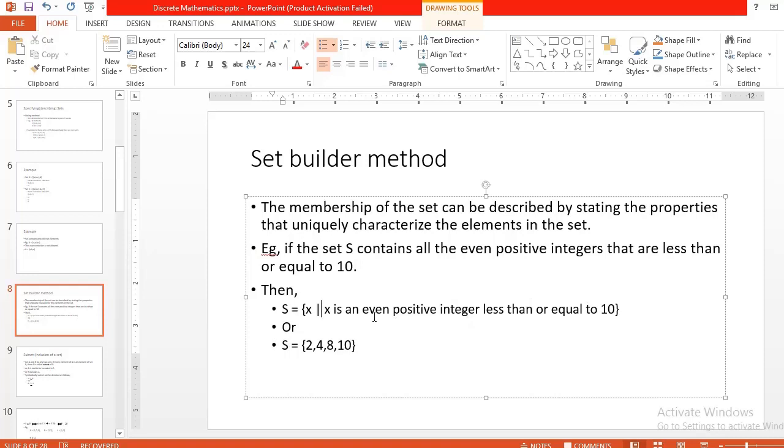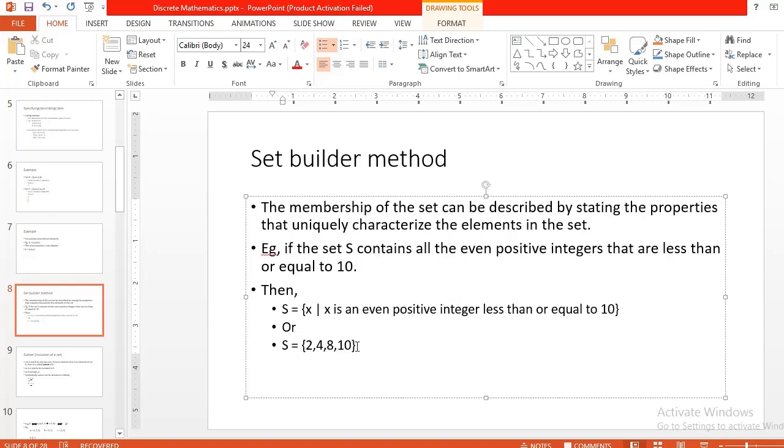Suppose you want to define this same set by using the listing method. Then how can you define it? You can define it like S = {2, 4, 6, 8, 10}. All these integers are even, positive, and less than or equal to 10. Understood?